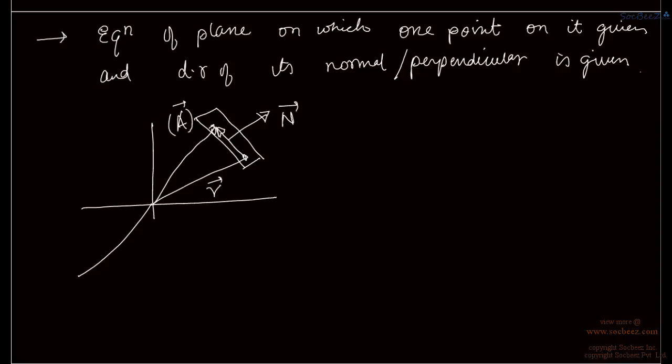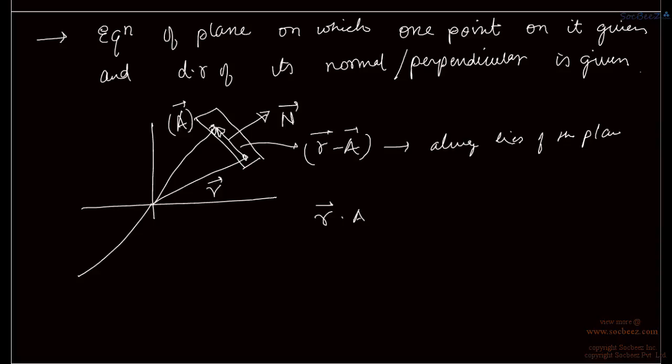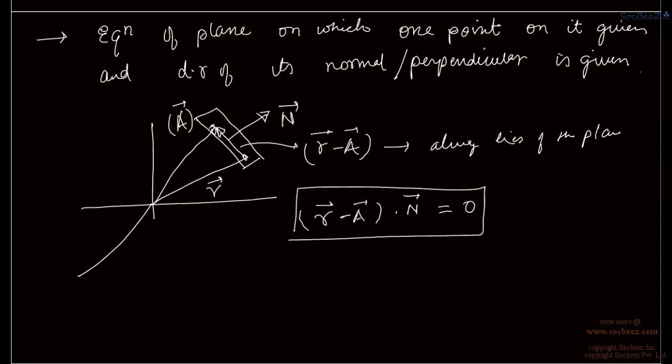Okay, we have this vector. Then if we subtract this vector, say this vector is r minus a, then r minus a vector always lies on this plane, always lies on the plane. Okay, so any vector which lies on the plane is always perpendicular to vector n, so their dot product must be 0. So (r minus a) dot n is always equal to 0. So this is the equation of plane in vector form.